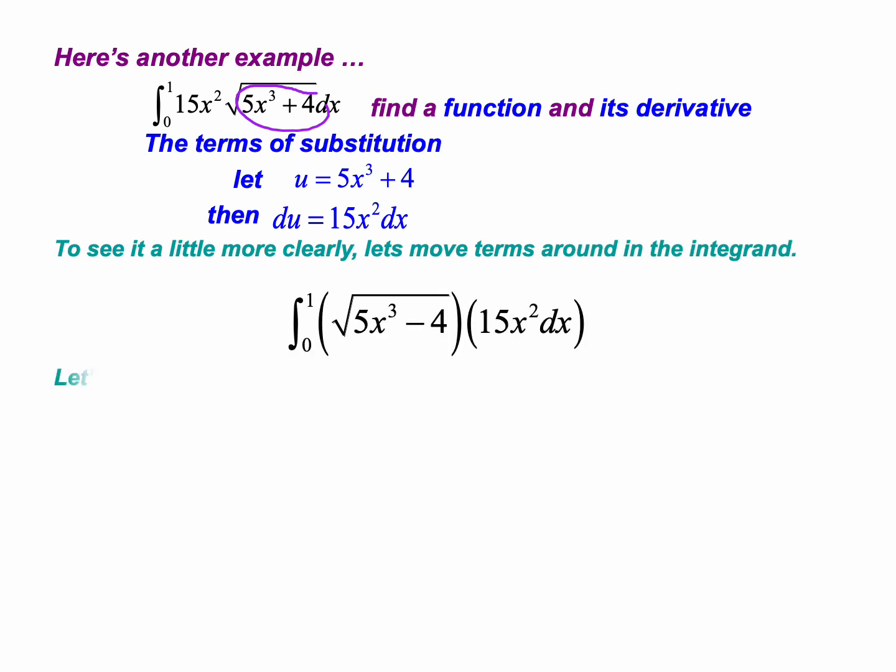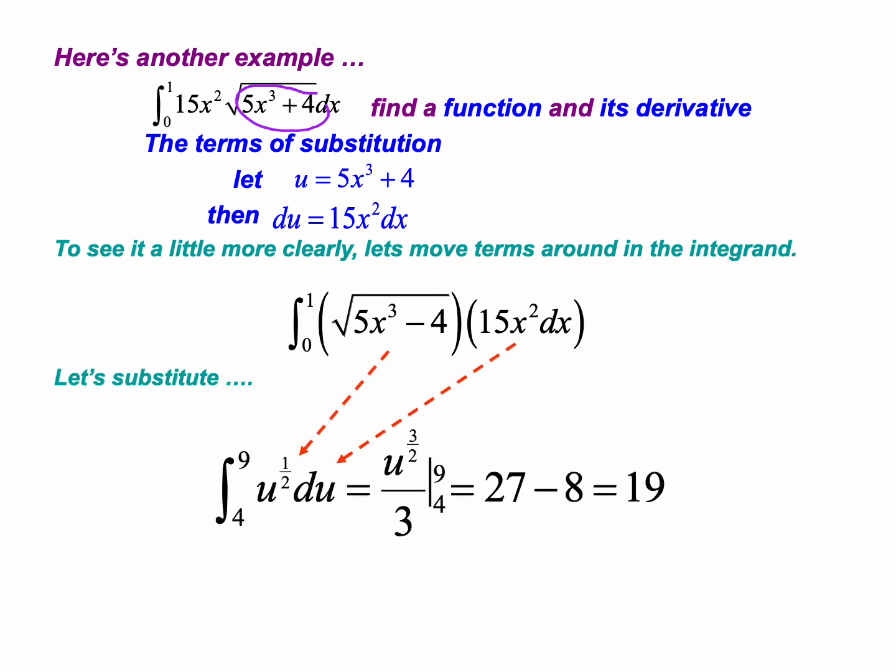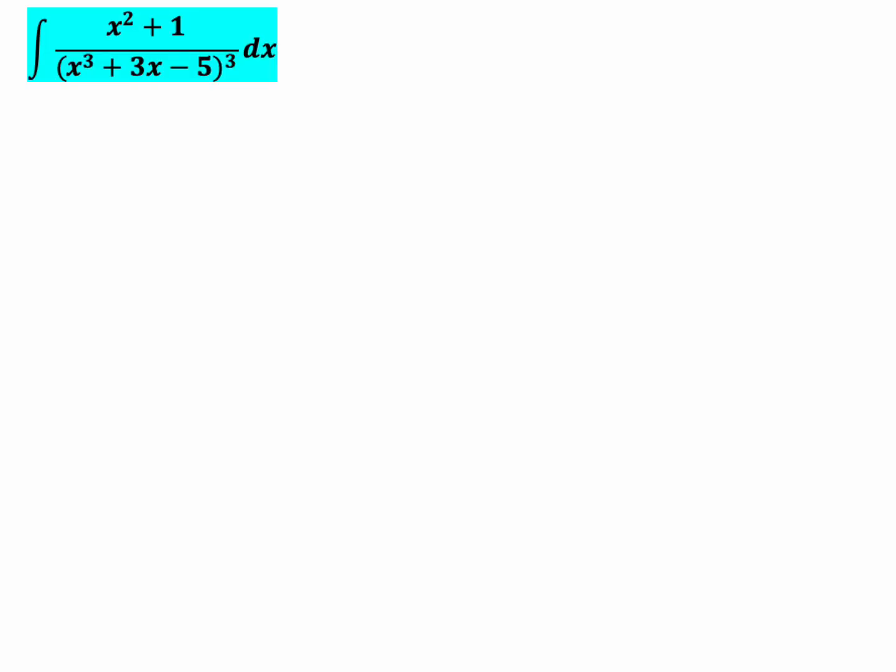So I will get directly this one to be u and this one to be du, but still I have 0 to 1, so I need also to change 0 and 1 to be in terms of u, and here after changing them it will be 5 multiplied by 1 to the power 3 plus 4, it will be 9, and we get this integration. Now the last example we need to solve to understand the lesson.